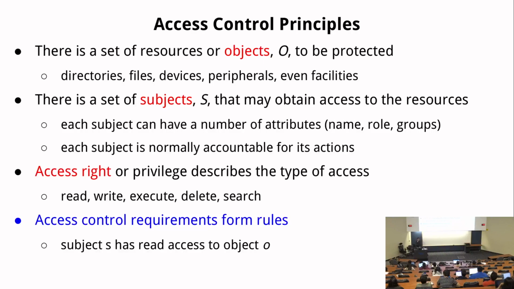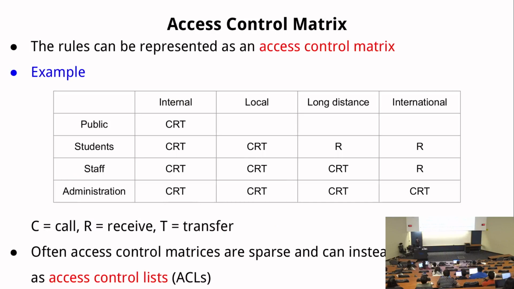Those are basically objects. Then after we have those three things, subject, object, and access right, we can have a rule. The access rule is very simple. It can be read like: subject S has some kind of access right to an object O. That's just one rule, and there could be many rules in one system. So how do we represent those rules? One way is using something called an access control matrix.